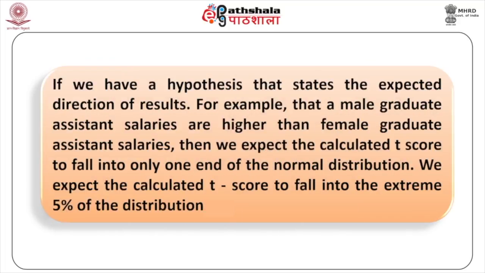If we have a hypothesis that states the expected direction of results, for example, that male graduate assistant salaries are higher than female graduate assistant salaries, then we expect the calculated t-score to fall into only one end of the normal distribution. We expect the calculated t-score to fall into the extreme 5% of the distribution.